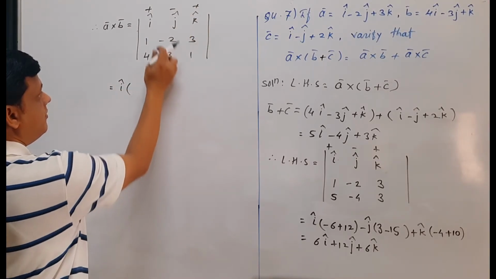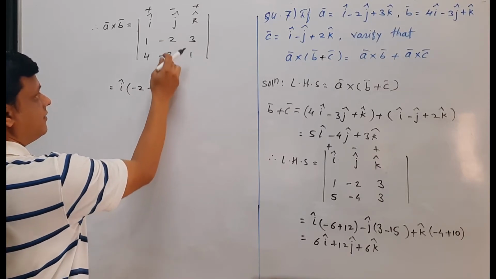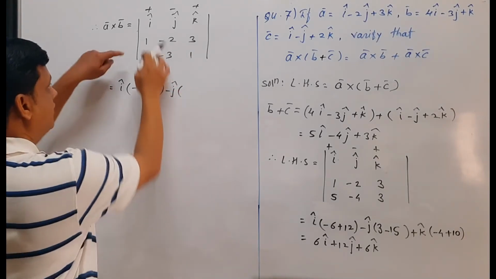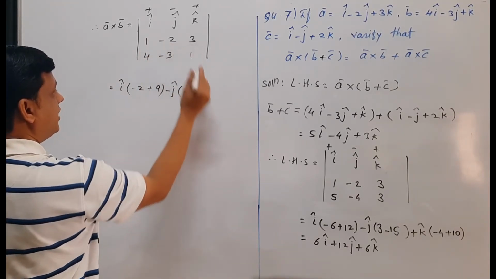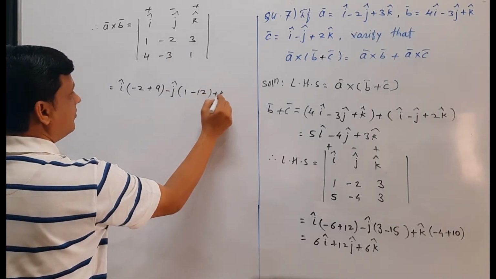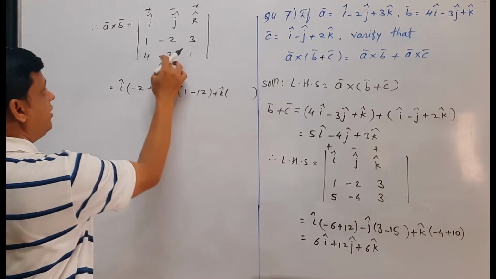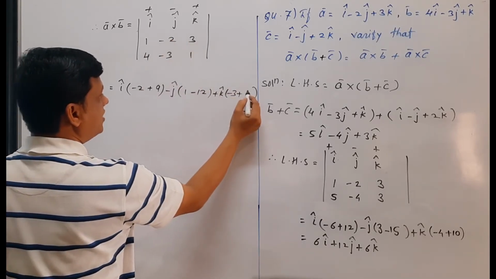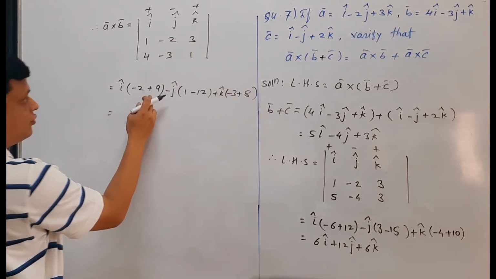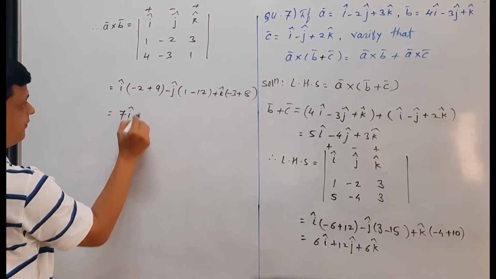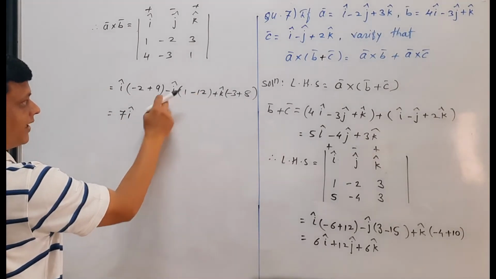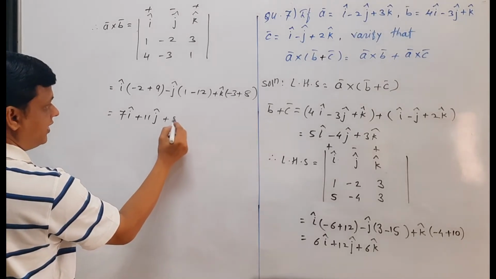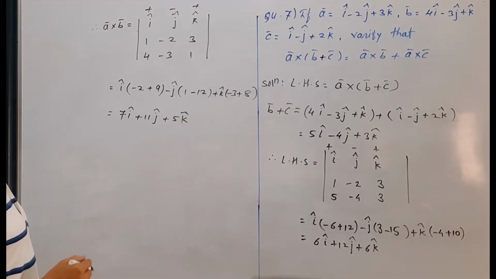Minus 2 into 1 is minus 2, minus minus plus 3 into 3 is 9. Minus j in bracket: 1 into 1 is 1, 1 minus 4 into 3 is 12. Then k cap: 1 into minus 3 is minus 3, then minus minus plus 2 into 4 is 8. So we get here minus 2 plus 9, which is 7i. Then 1 minus 12 is minus 11, minus minus plus 11j. Then minus 3 plus 8, that is 5, so we write here 5k. This is the value of a bar cross b bar.